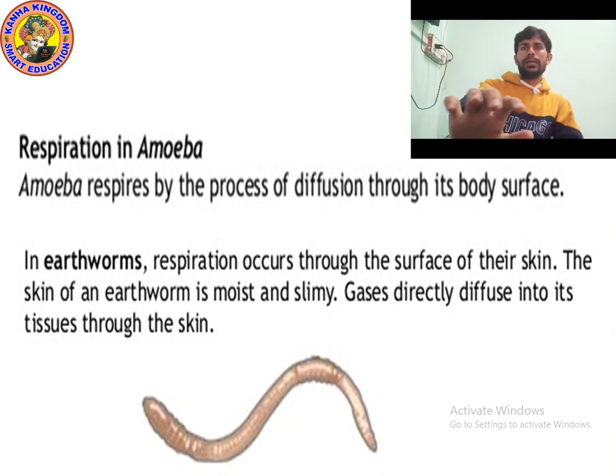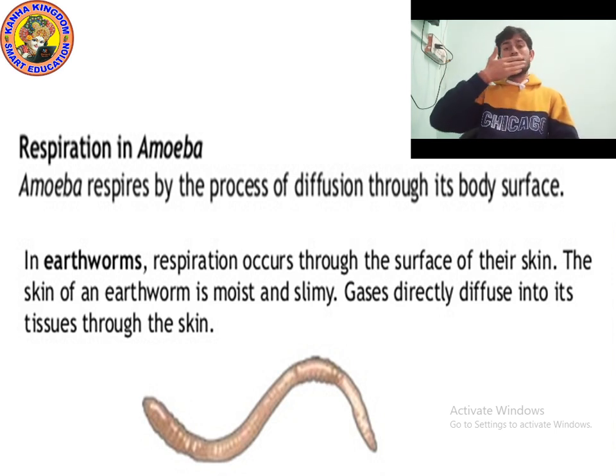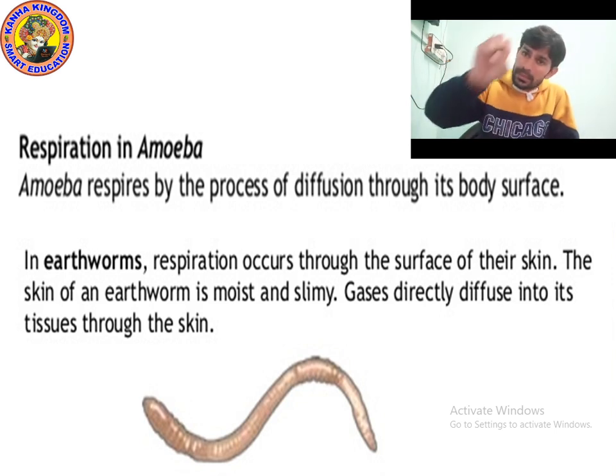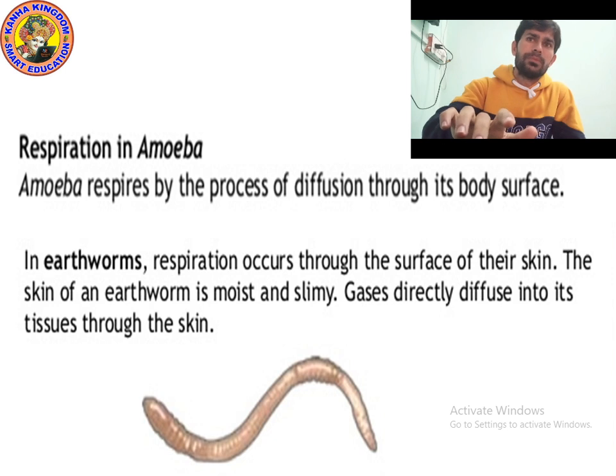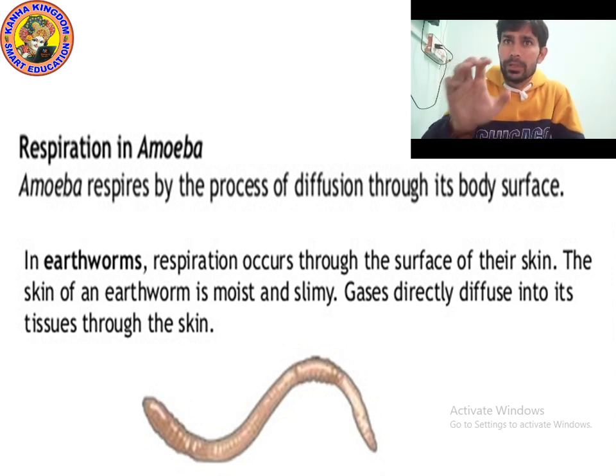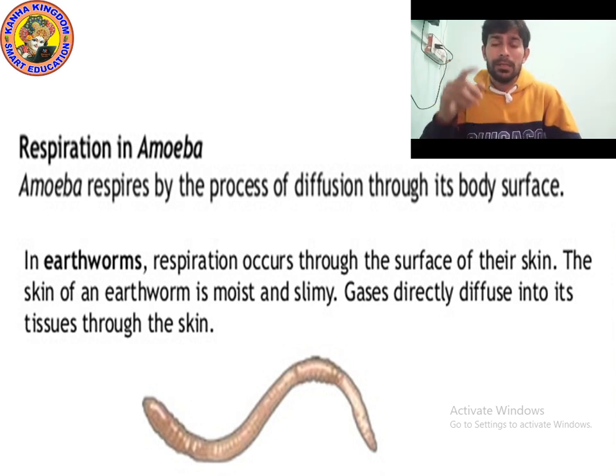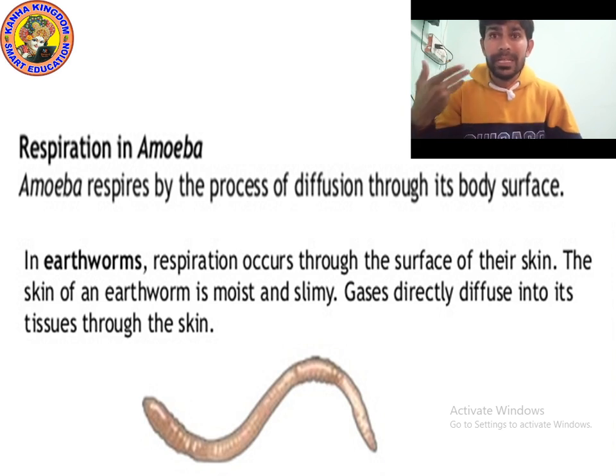Okay, and amoeba also respires through its body surface. The gas directly diffuses into the cell, because amoeba is a single cell organism. Means the body of amoeba is made up of a single cell, but the earthworm is not a single cell organism, it is multicellular. Means earthworm body is made up of many cells.